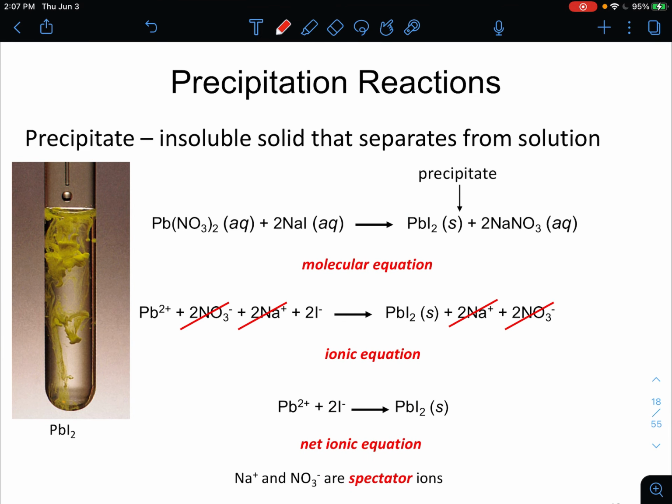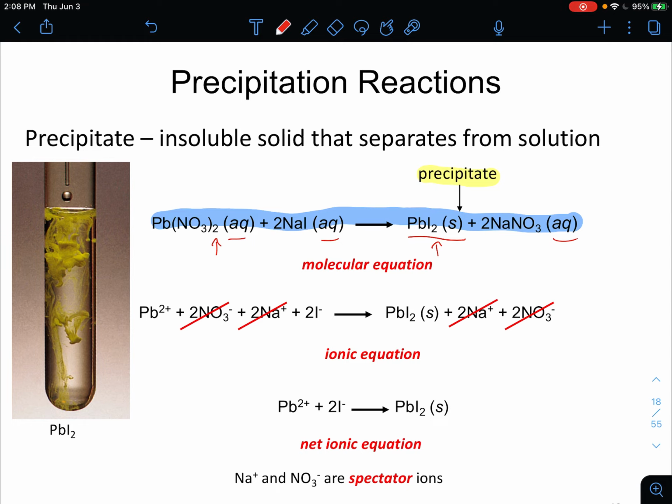Okay, in this case, here is our reaction. Lead 2 nitrate plus sodium iodide makes lead iodide solid plus 2 sodium nitrate. So you can see here's our precipitate, the lead 2 iodide. Everything else says AQ, AQ, AQ. So we'll break them down. This is a little different from what we did last time because there are subscripts in our formulas, so we're going to have to take those into consideration.